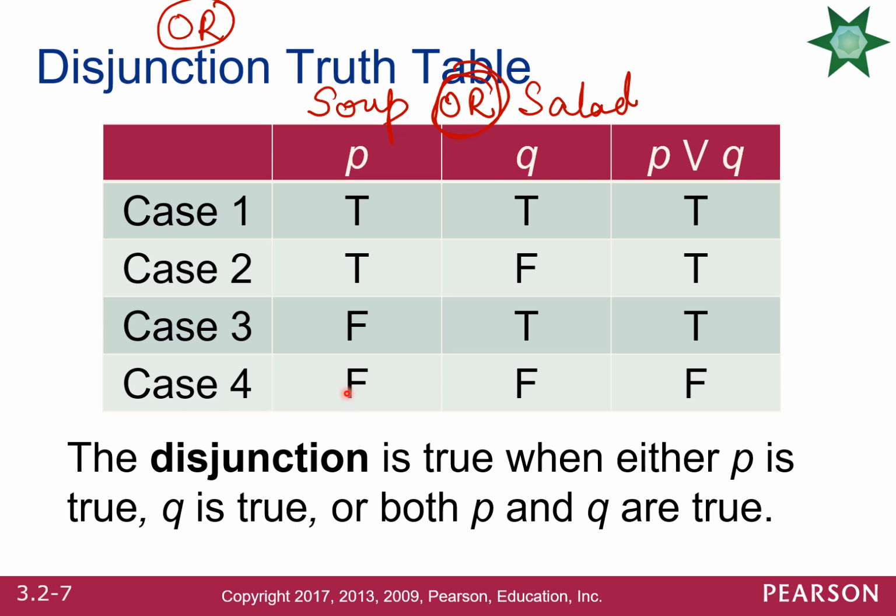But if they say, sorry, we don't have the soup, neither do we have salad today, then you don't get any order, right? You don't get to eat there at all. You have nothing to eat. In that case, the final result is false. All right. So this is a simple example of how the truth table results work for disjunctions.